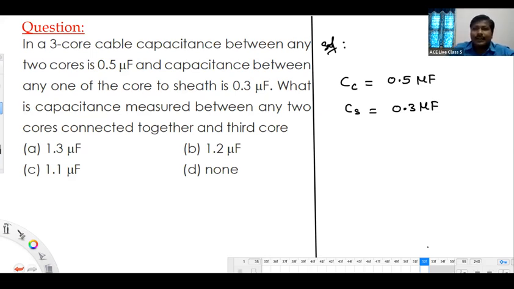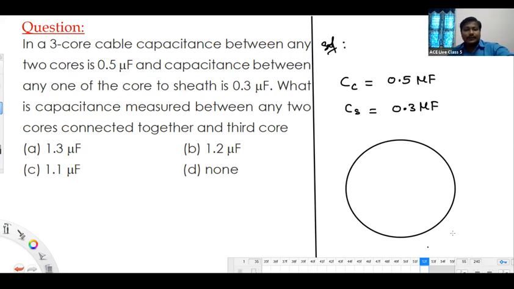Okay, so first we will take the cable diagram like this. Cable diagram. And you see, I'm showing the conductors 1, 2, 3 now. It's core 1 and it's core 2. And you see, it's core number 3. Core number 1, 2, 3 we have, and this was the sheet.